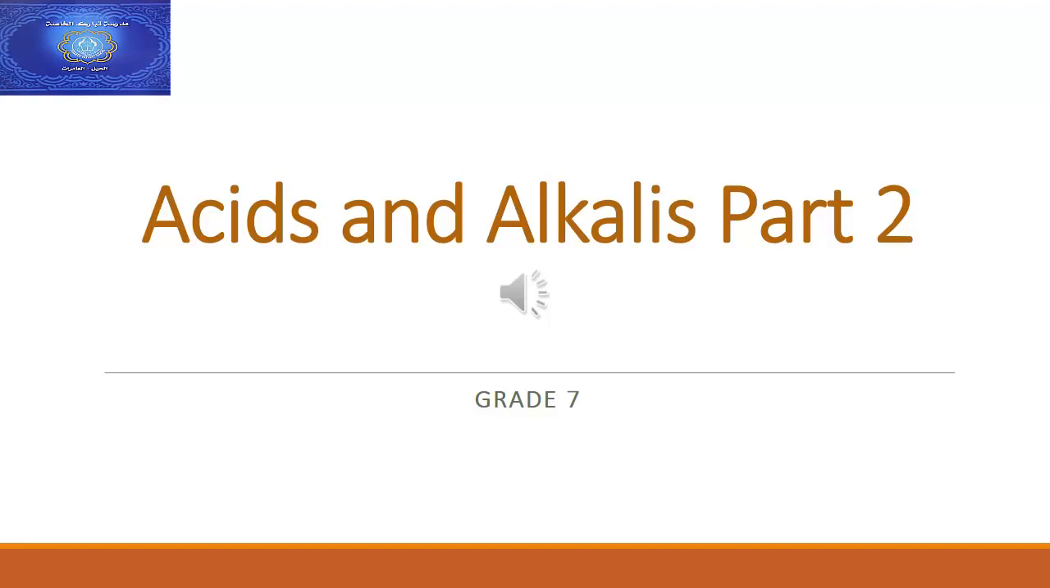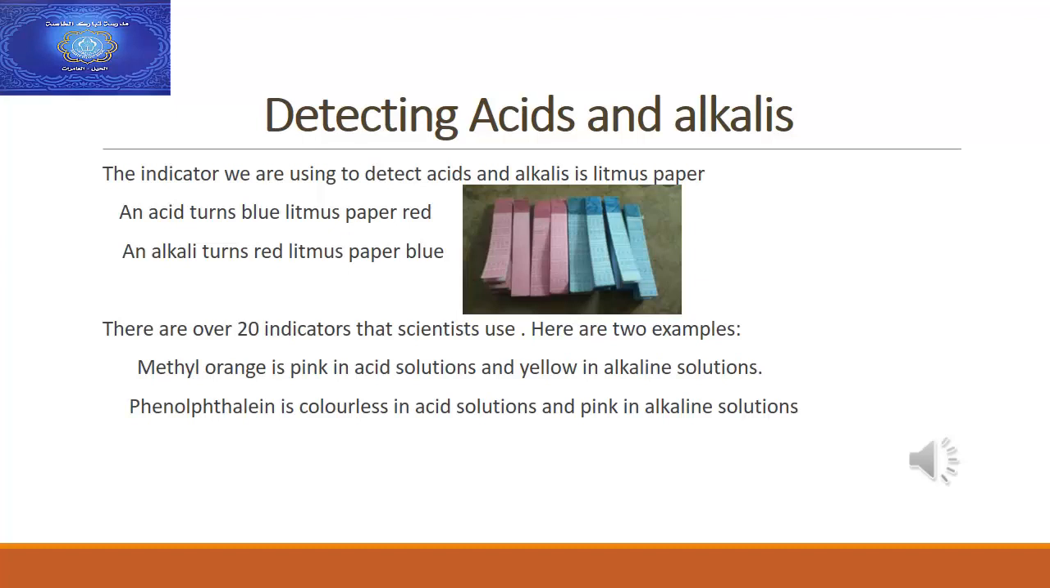But his discovery about the color changes in litmus, a juice from lichen, went on to be used in chemistry laboratories around the world. Nowadays, the indicator we are using to detect acid and alkali is litmus paper. If you put a drop of acid on blue litmus paper, it turns red. Same like that, an alkali turns red litmus paper into blue color.